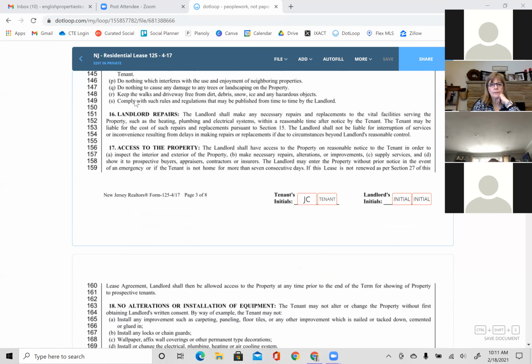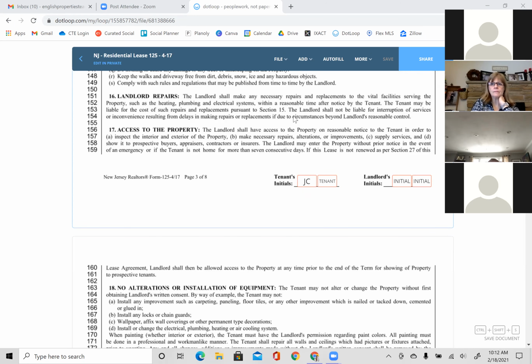And then the last one says they should comply with the rules and regulations that are published from time to time by the landlord. So again, if there are bylaws for the association, because I know condo rentals are very popular around here, or if the landlord has any other kind of rules that they should be following. Now, they all have to be within reason, right? The landlord can't just say you can't have more than 3 people in your house, so they have to be rules within reason.